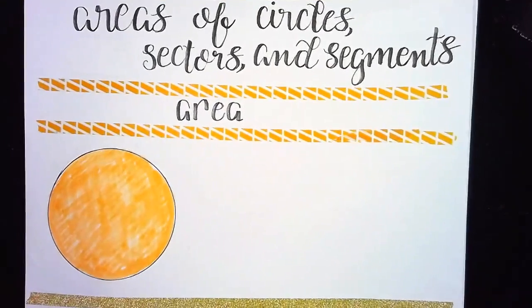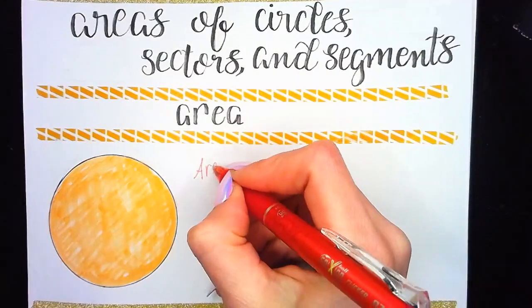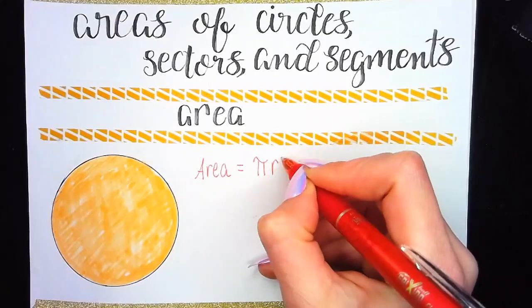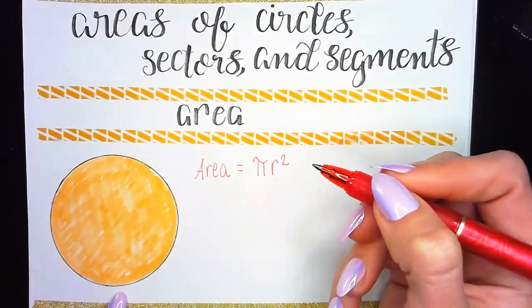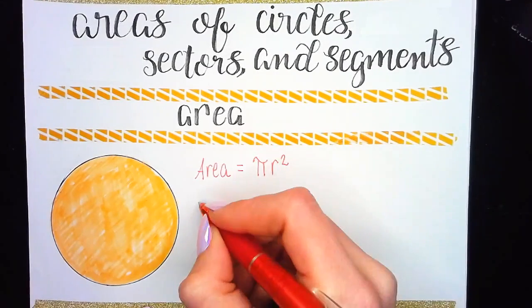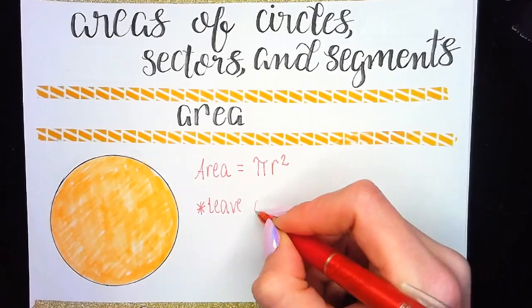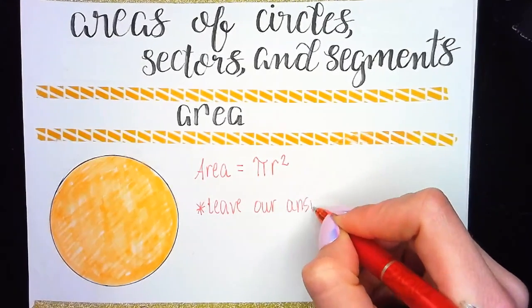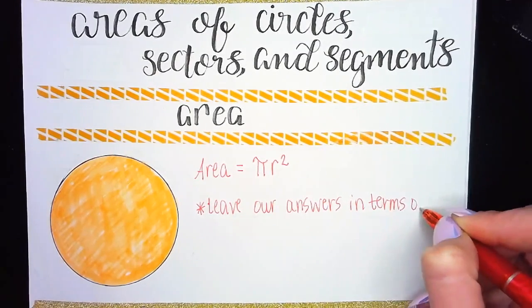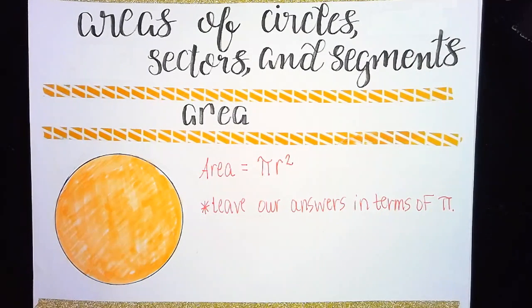So what's the area equation for a circle? The area of a circle also depends on the radius, and that is going to be pi r squared. Order of operations matters. You do want to square your radius. Another thing that's going to be handy is we want to leave our answers in terms of pi. What does that mean? Leave pi in your answer.